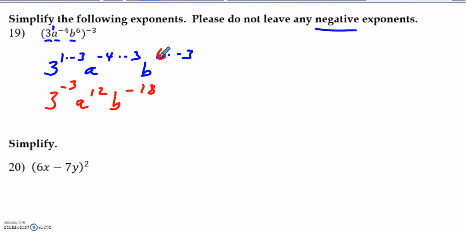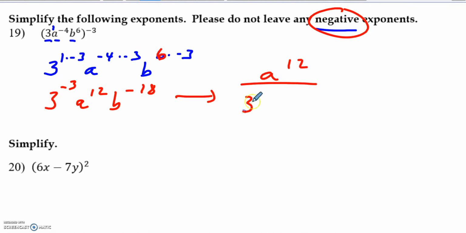That's a 6. So remember, I do not want any negative exponents. And so what I have to do is flip this and this to the denominator. So a to the 12th stays on the top, or in the numerator, and the denominator ends up being 3 to the 3rd, and then b to the 18th. And when it flips, the exponent changes from negative to positive. Now notice, this did not cause a negative number. It again caused it to flip, or reciprocal.